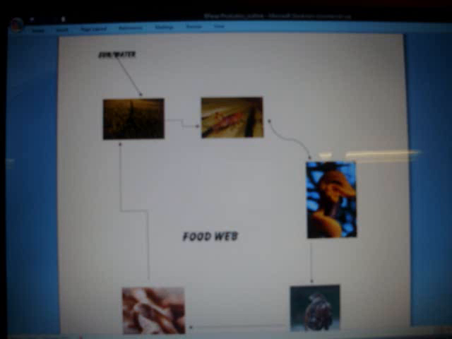Consumers are heterotrophs, or living things that cannot make food for themselves. There are several types of consumers. There are primary, secondary, and tertiary. Examples are herbivores, carnivores, and omnivores.